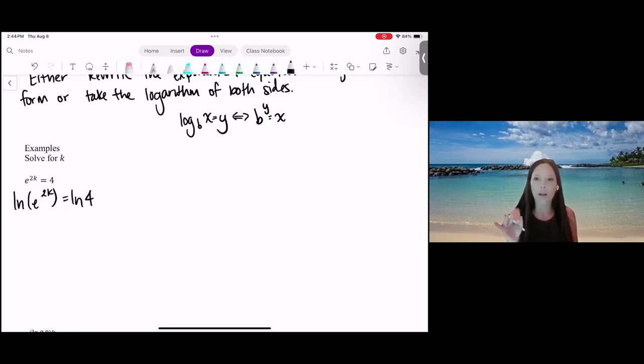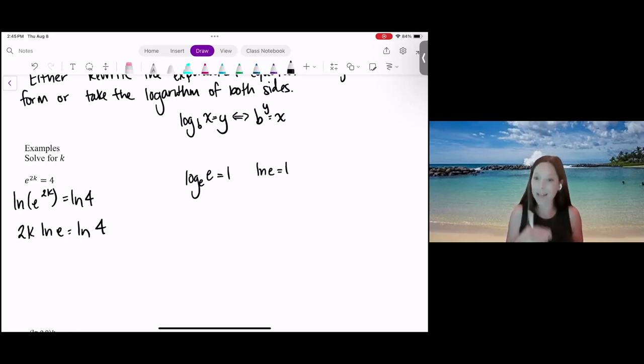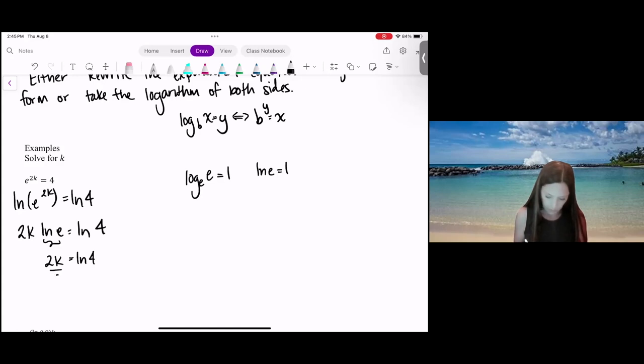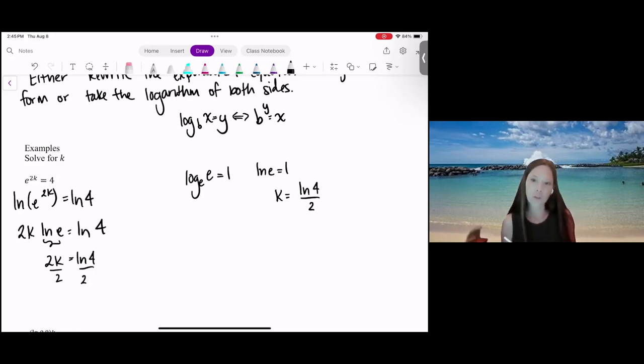If I took the natural log of both sides, remember the power rule of logarithms. If you have something to a power, the power can come in front and become a coefficient. So I'm going to write that as 2k natural log of e equals natural log of 4. But then remember that the natural log is log base e. So if I have log base e of e, e to the 1 is e. This evaluates to 1. Whenever you see natural log of e, that is actually just 1. That means I have 2k times 1, which is 2k, equals natural log of 4. Dividing both sides by 2 gives me that k is equal to the natural log of 4 over 2.